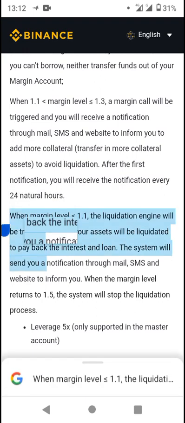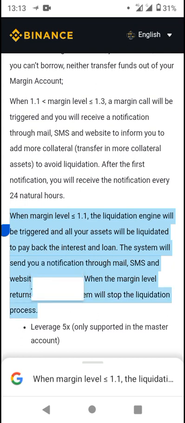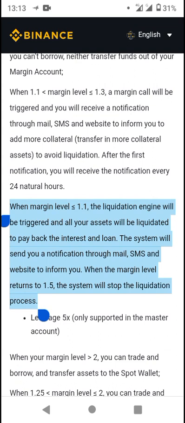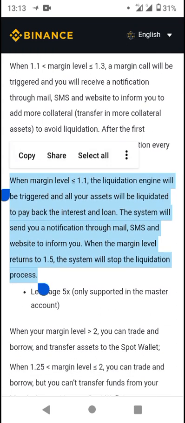When the margin level is less than or equal to 1.1 ratio, the liquidation engine will be triggered and all your assets will be liquidated to pay back the interest and loan. The system will send you a notification through mail, SMS, and website to inform you. When the margin level returns to 1.5 or at a safer level, the system will stop the liquidation process.